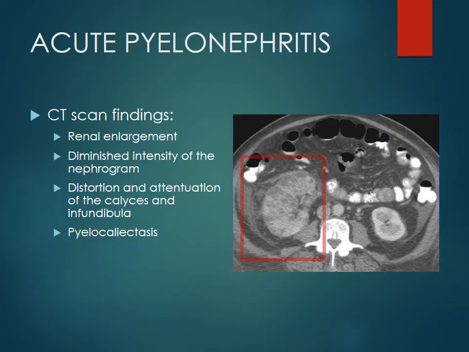CT scan findings for acute pyelonephritis would include renal enlargement, decreased or diminished contrast uptake during the nephrogram phase, as shown in this image. The right kidney shows lesser contrast uptake when compared to the left kidney. There's also distortion and attenuation of the involved calyces. In some patients, pyelocalcinosis may also be observed.